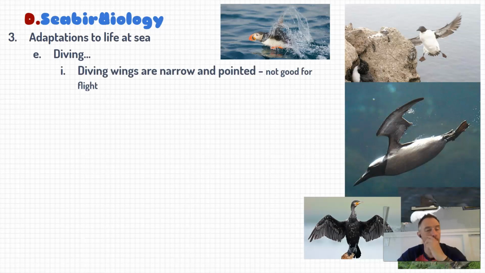Okay, another adaptation then. If you're not going to fly, you're going to dive. And diving birds have some cool, amazing adaptations. Let's look at those. So diving wings are narrow and pointed. So underwater, if you look at a murre's wings, you'll see that they're pretty narrow, especially for their body size, right? Their body's much bigger than their wings. You got narrow pointed wings.